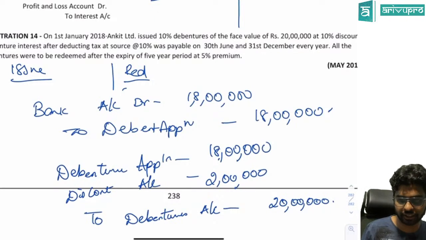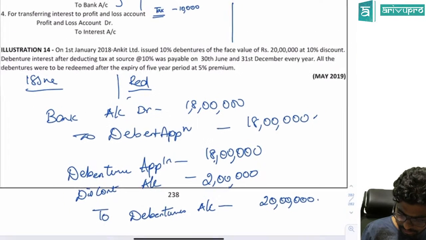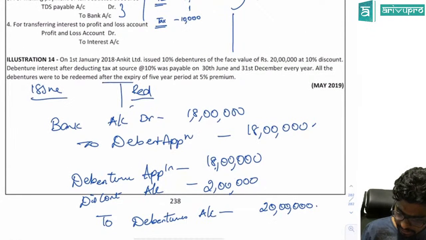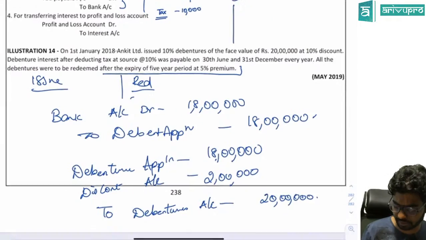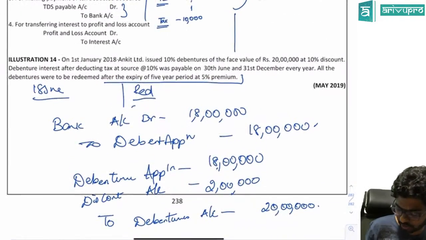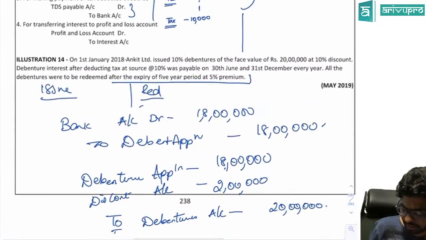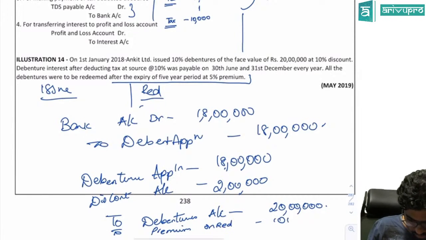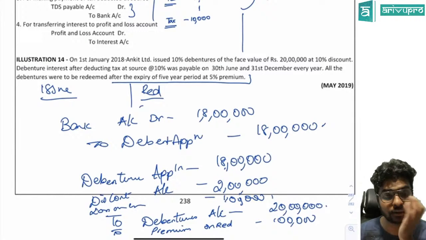Now see here, they are saying debentures were to be redeemed in 5 years at 5% premium. That means you also have to record the premium entry: premium on redemption 1 lakh to loss on issue 1 lakh. Are you guys clear?